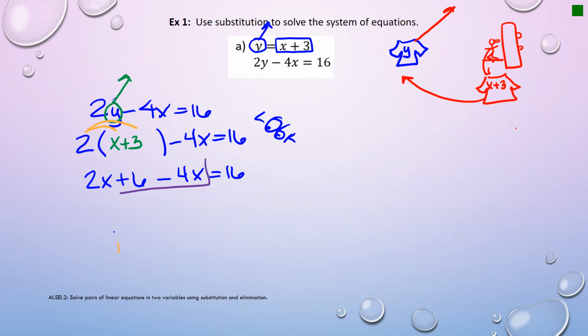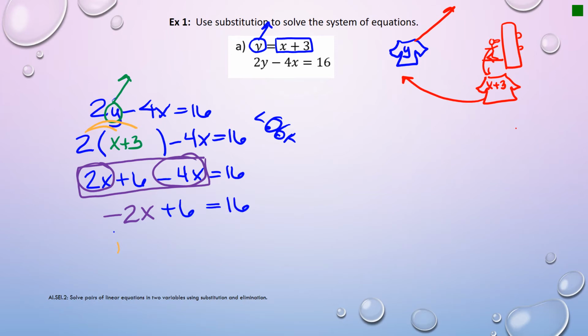Now, on this side of the equal sign, on this team's court, do you see any things that can go together? Do you see any common terms? Yes, the 2x and the negative 4x. Take that negative with it. So 2x minus 4x is negative 2x, and there is still plus 6 and equals 16. Now we are right down to an equation.